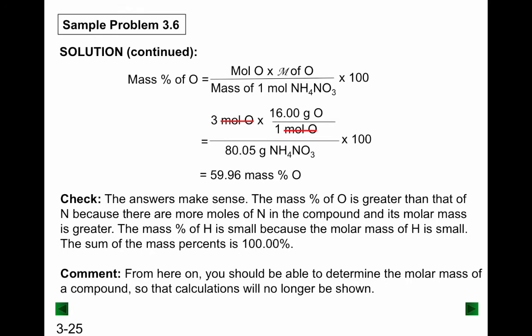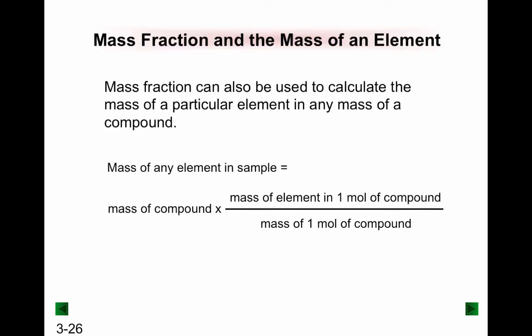We can also use the mass percent to find the mass of an element. To find the mass of an element in a sample, take the mass of the compound, divide it by its molar mass, and multiply it by the total mass of the element of interest.